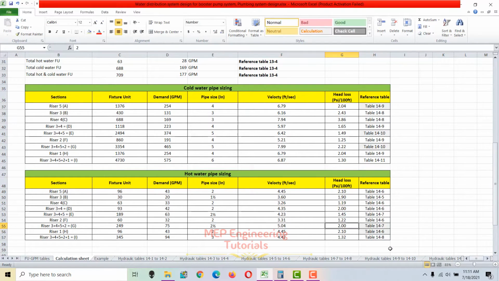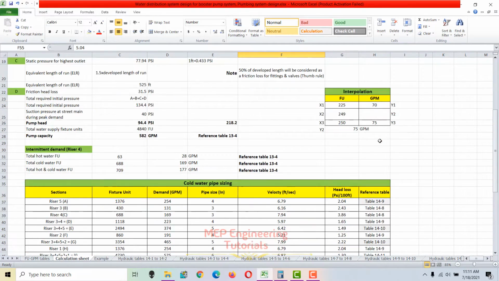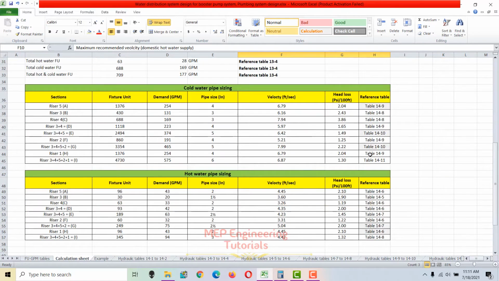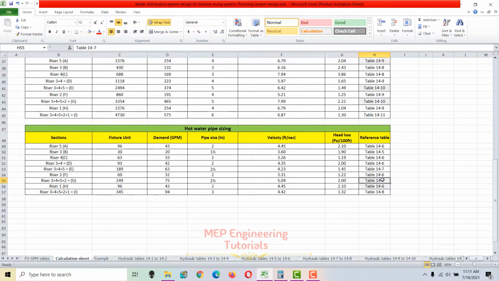So 5.04 feet per second. The recommended velocity is 5 feet per second for a hot water system. As we said, it is 5.04, which is almost 5 feet per second. So we could change the size to 3 inches, but it's okay to use 2.5 inches because it's almost 5 feet per second. That's why we have used 2.5 inch pipe size here.